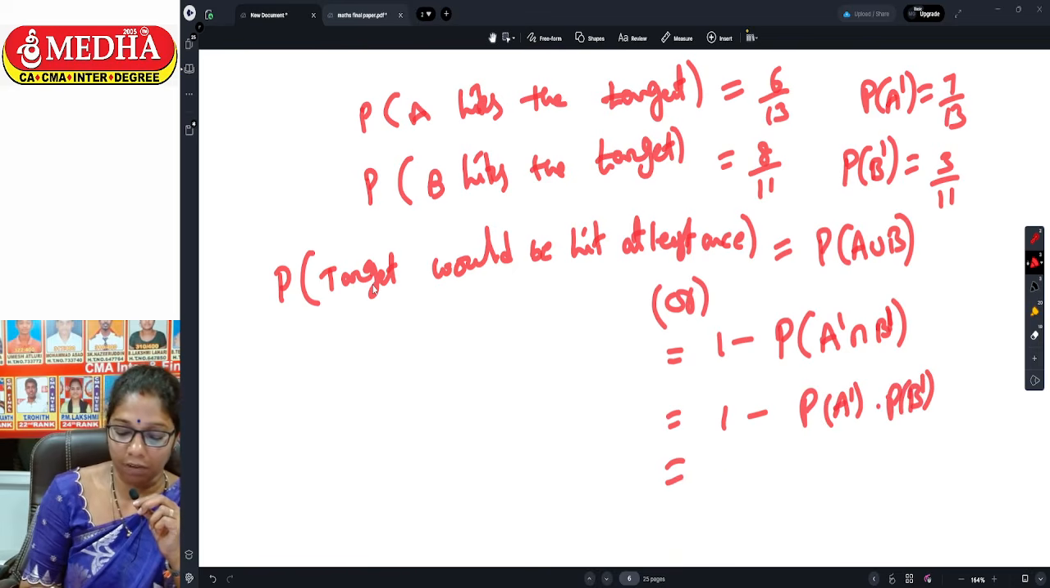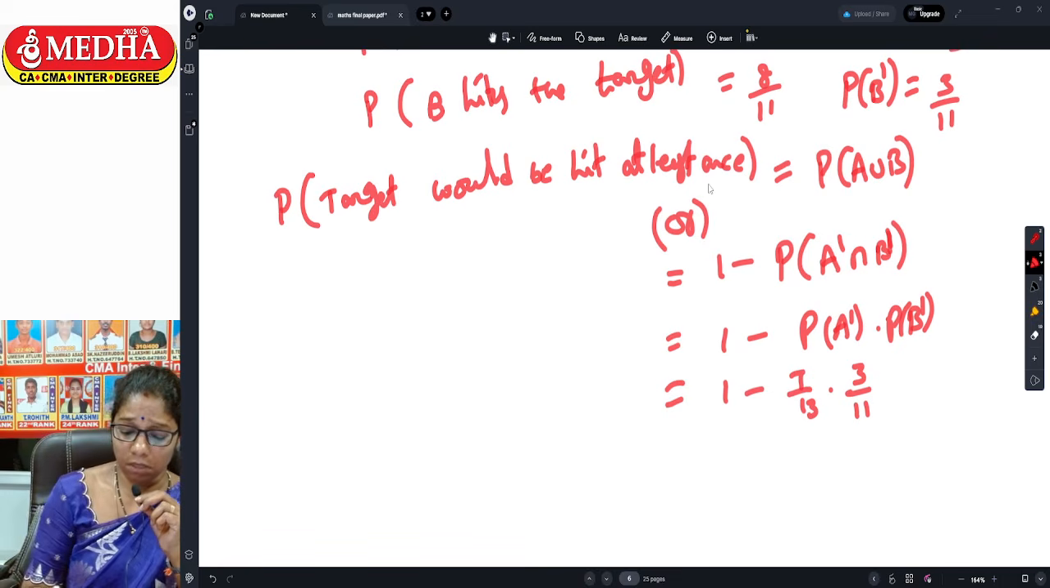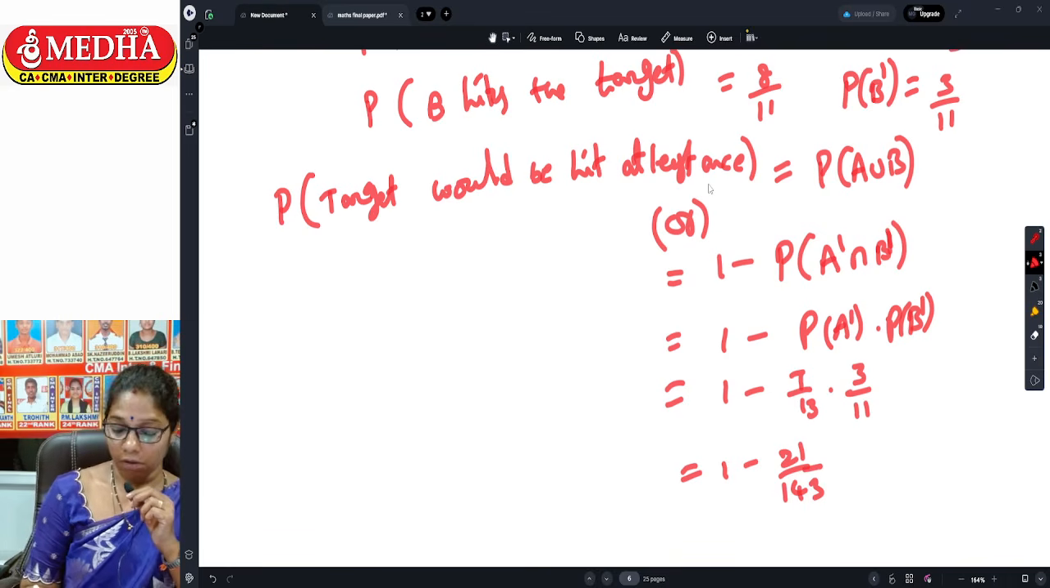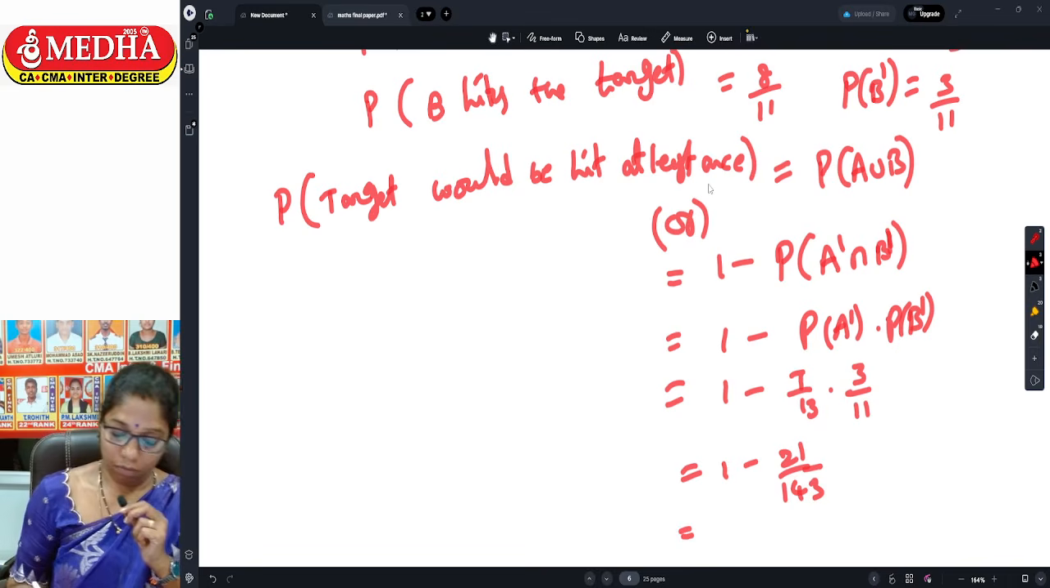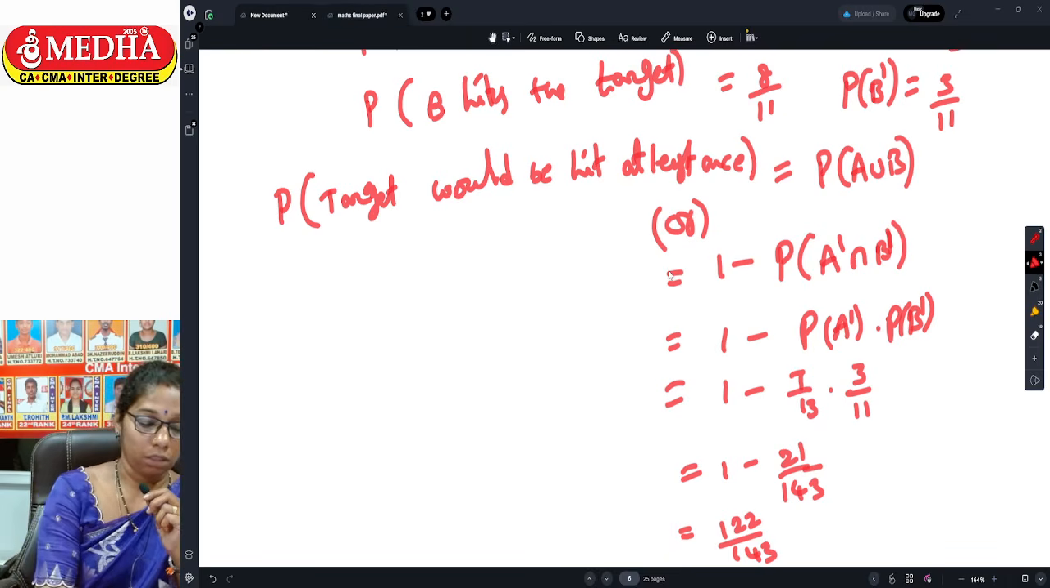Both are independent events. That is 1 minus 7/13 into 3/11, which is 1 minus 21/143. That is 122/143, which is the solution.